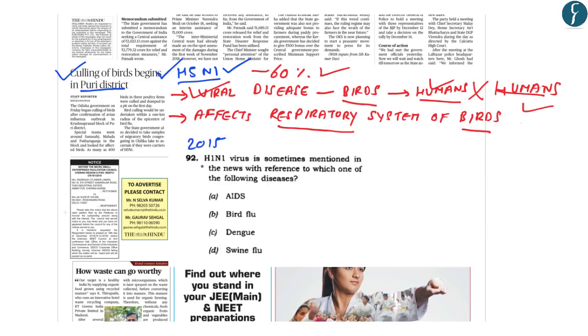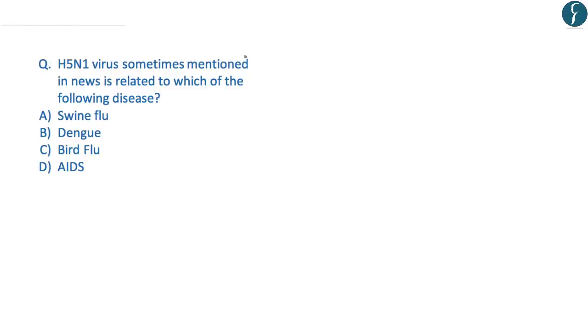Now, this question was asked in the year 2015 and it reads that the H1N1 virus is sometimes mentioned in the news with reference to which one of the following diseases. So, the correct answer was that it is related to swine flu. So, now you should try and answer this question from your preliminary examination point of view, and the answer for this question will be displayed after 5 seconds.